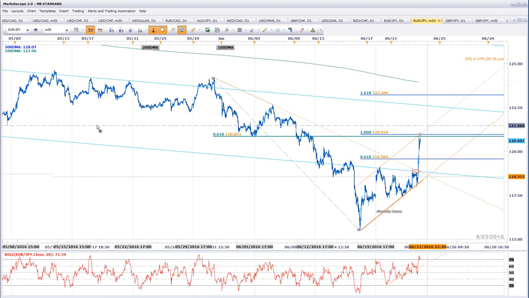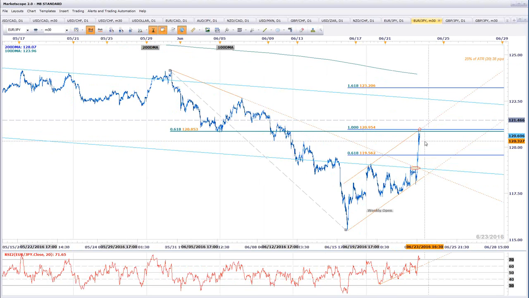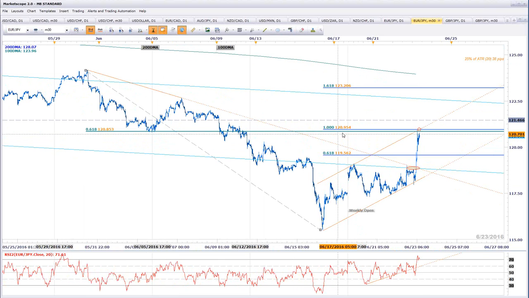But in fact, no, let's leave that there. So that puts a region in focus just below 121, 120.95 into 120.85. Again, a decent ATR in this pair. I do like trading euro yen on a scalp basis. A quarter of the daily ATR gives you about 40 pips, so a nice cushion there to give you some room to trade with. But watch for near-term resistance.